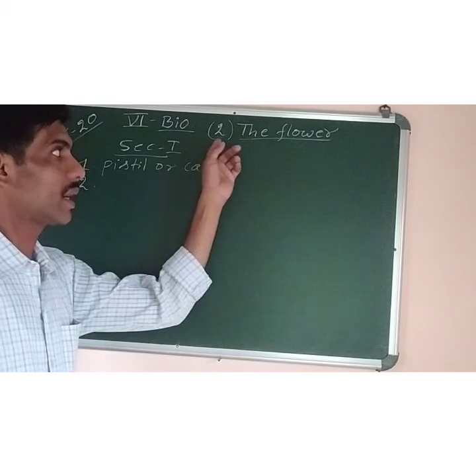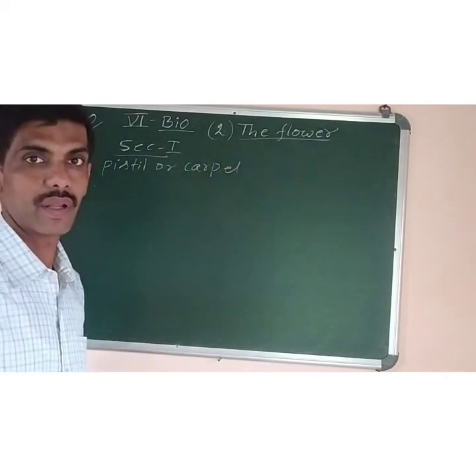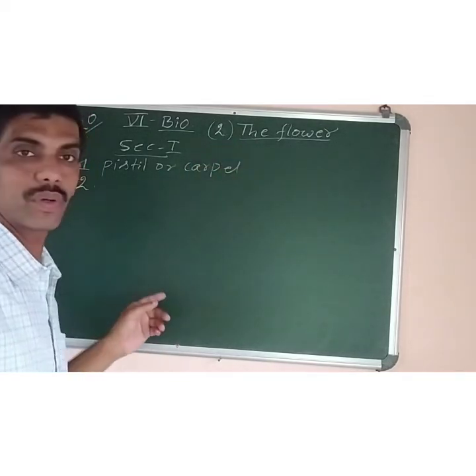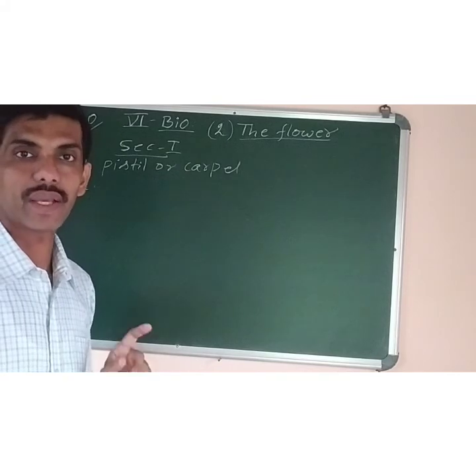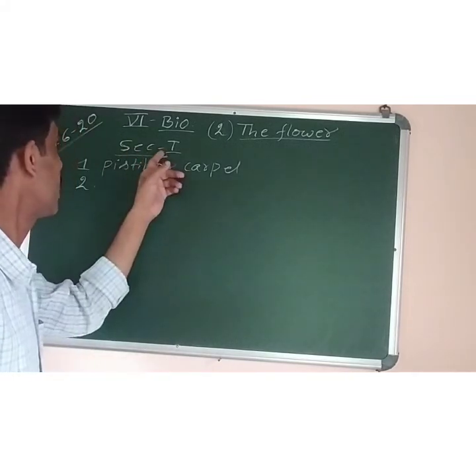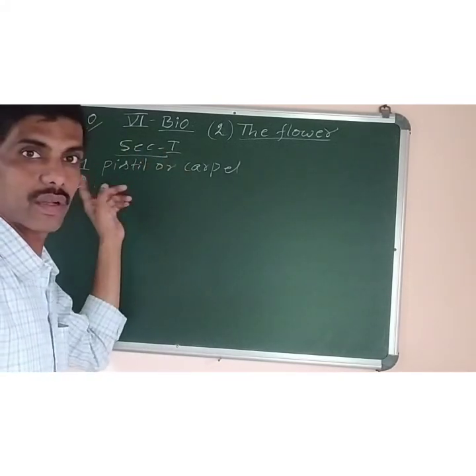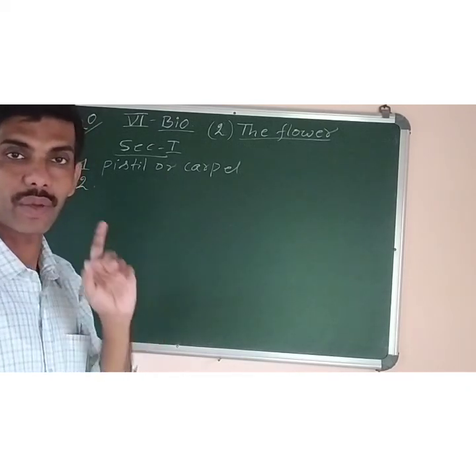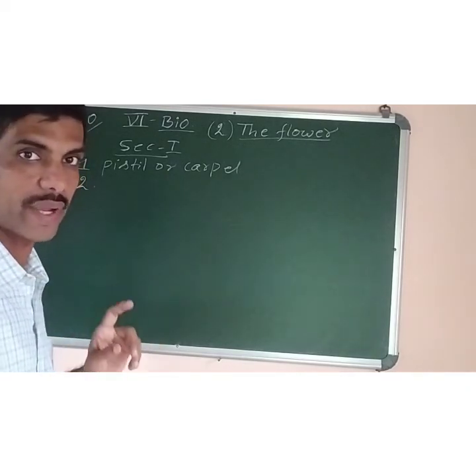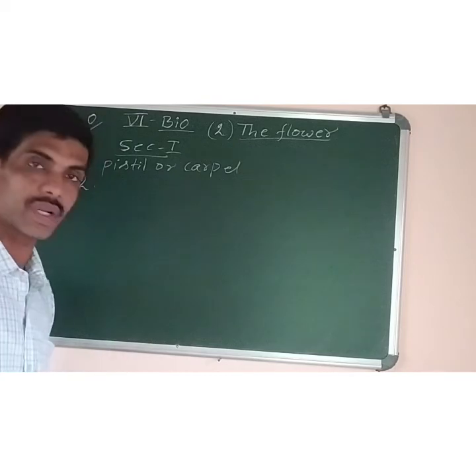We had already started the second chapter, the flower. Now we are going to complete this chapter with the exercises. Section 1, that is name the following. Question number 1 given in your book is name the following, to write one word answer, and the first question I will read out.